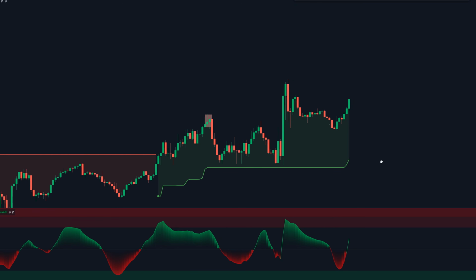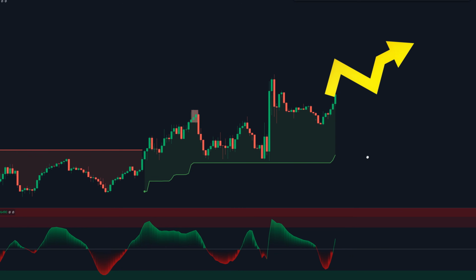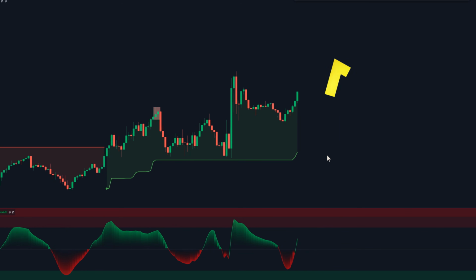Let me show you an example. To enter a long position, first we need the market to be in a bullish trend. To confirm that, we're going to use the SuperTrend indicator. We need the SuperTrend to be colored green and the price should be trading above it. This indicates a bullish trend.